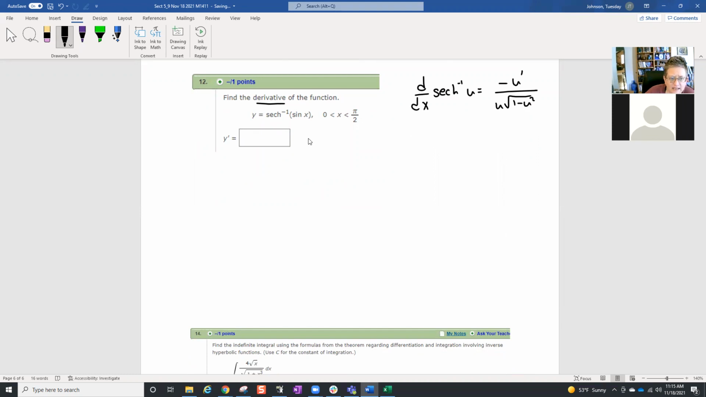Okay, so hyperbolic secant has this derivative. In this case, my u is sine of x. My u prime, just a straight up cosine of x, not hyperbolic or anything. We're going to go back and forth between the two. Yeah, that's not confusing at all. Yeah, good luck entering that on WebAssign.